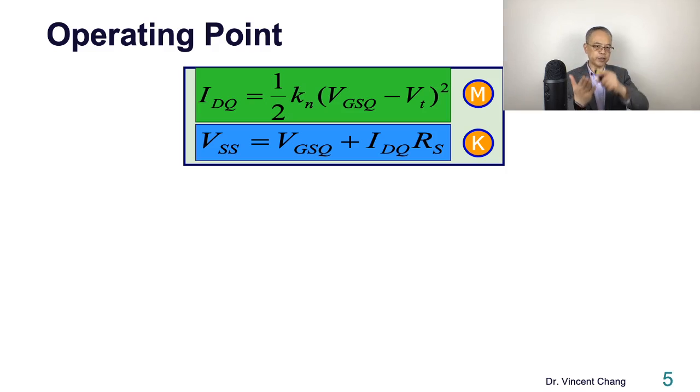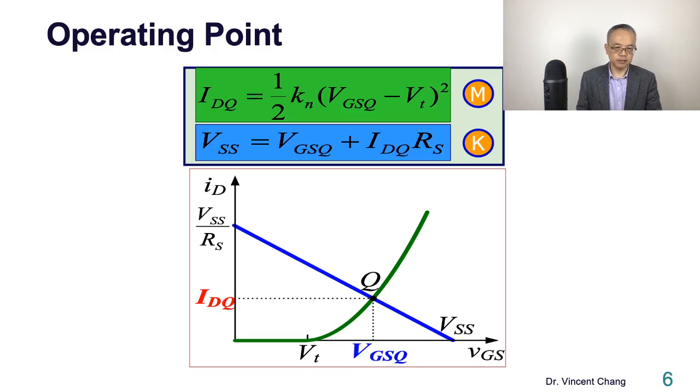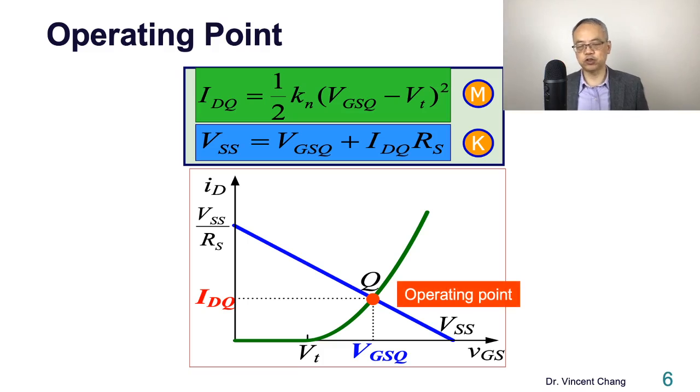In other words, you can use graphical analysis on the diagram of ID versus VGS. Vertical ID, horizontal VGS. The first equation, the MOS square law, is a parabola. And the second one is the load line. The intersecting point of the parabola, based on the MOS saturation characteristic, and the load line, based on Kirchhoff's voltage law, will tell us the operating point: the bias current IDQ and the bias voltage VGSQ.